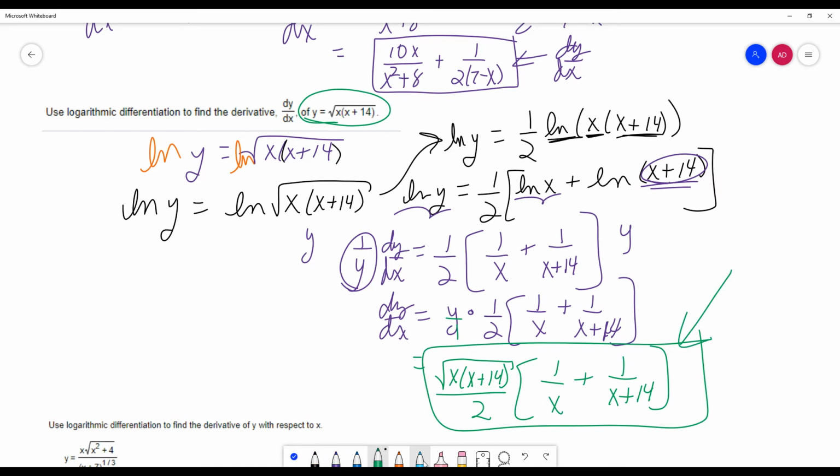Some people go ahead and find a common denominator in here, but this is not algebra. This is calculus. So you can actually leave it like that.